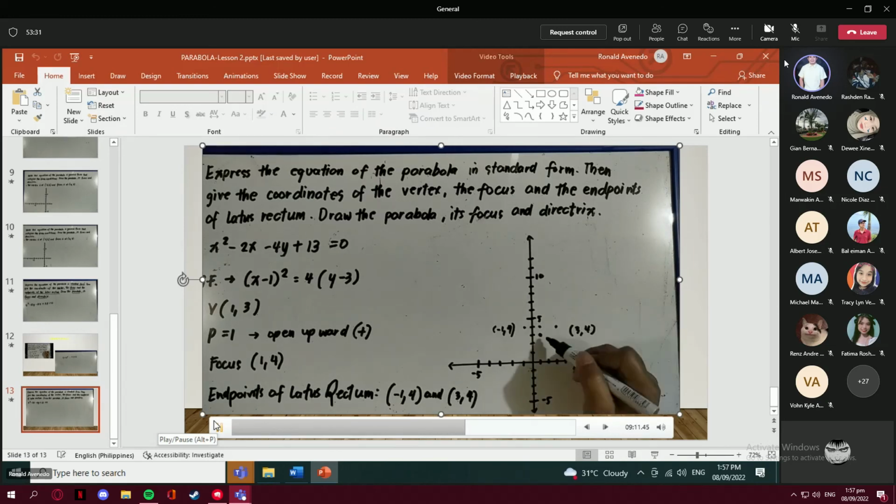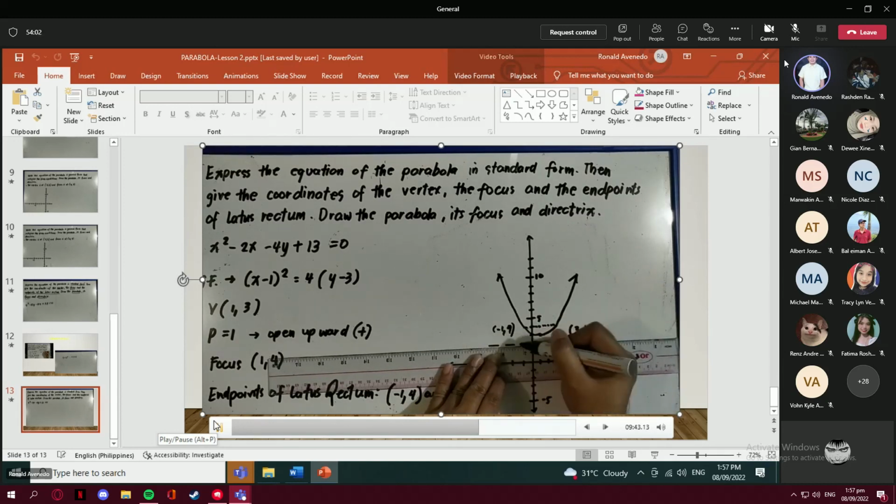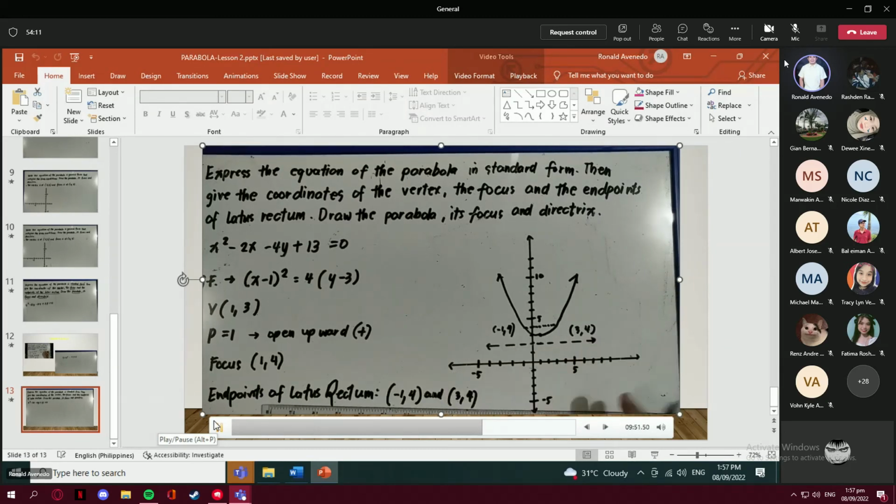So we can now connect the vertex and the endpoints of latus rectum. Then connect the endpoints. So this is the latus rectum. For the directrix, we will just count since 1 papunta sa focus, then 1 din pa atras. So dito. Then draw a line. So this is our directrix.